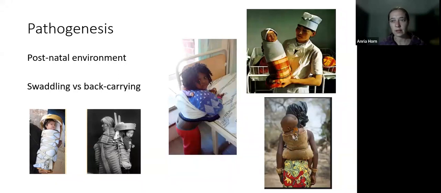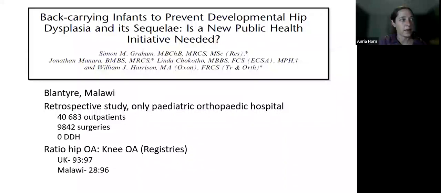So the postnatal environment also plays an important role, and this specifically has to do with the way that the child is carried around. So we know that swaddling is bad, and back carrying, or carrying the child with the hips in the abducted position, is good. And I love this little picture. Here's a little kitty, I think she had Down syndrome actually, at Maitland, who started carrying her dolls on her back like that. So it's ingrained in the culture, and that's very protective of the hip, in fact.